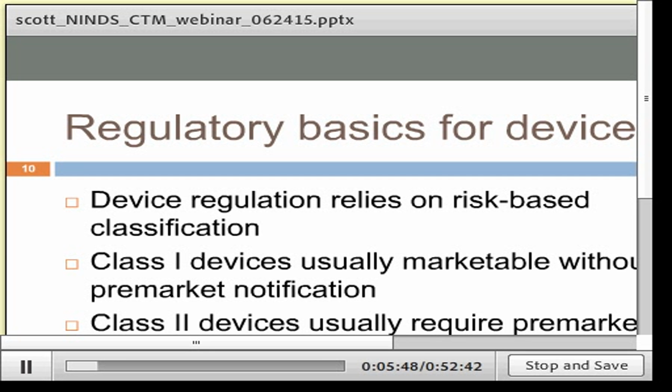There are different forms for that application, but it usually takes the form of showing that the new device is substantially equivalent to a device that's already on the market. And then the most risky devices, class 3 devices, require pre-market approval. So this would be a lot of implants, devices that carry a real risk of morbidity or mortality associated with their failure. So pre-market approval, those are PMA applications. For devices, the investigational applications are called IDEs, which stands for Investigational Device Exemption.